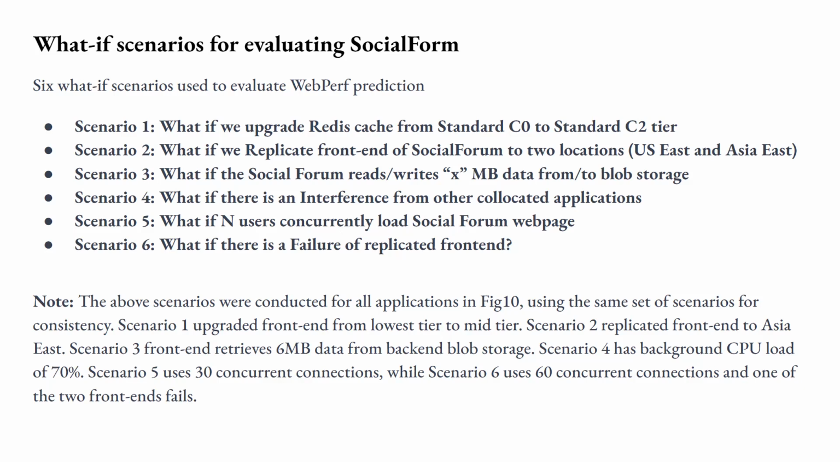This scenario was used to evaluate the impact of the Redis cache on web application performance. Scenario two involved duplicating the front end of the social forum web application to two different geographic locations, specifically US East and Asia East. Coming to the third scenario, it involves increasing the amount of data read and written from the web application to the backend blob storage to 6 MB.